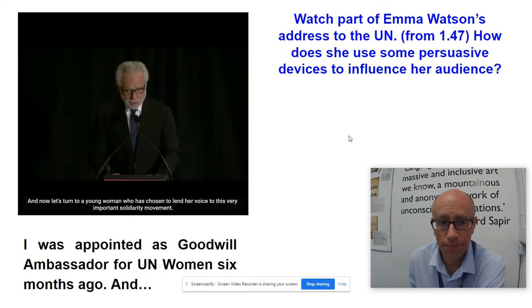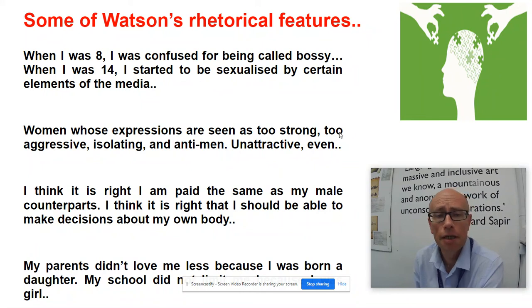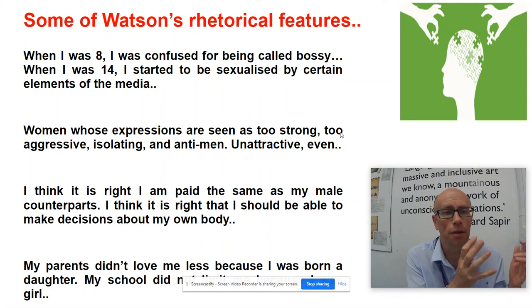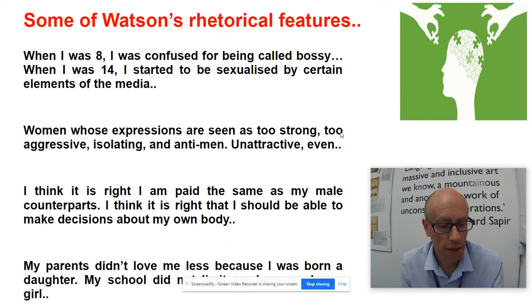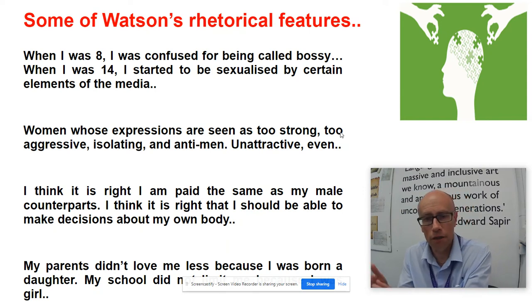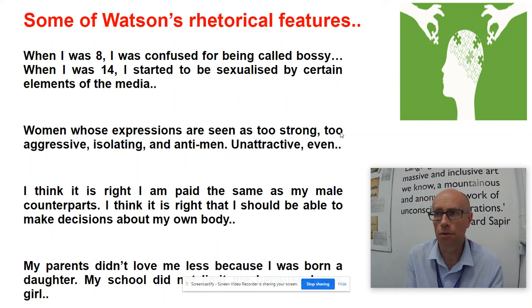I'll just pull out some examples of things here. So she says, "When I was 8, I was confused for being called bossy. When I was 14, I started to be sexualized by certain elements of the media." This, of course, is anaphora. So we've got the repetition of words at the beginnings of each of the sentences. And it's taking us forward autobiographically through her life, showing the sorts of issues that girls and women are facing. So anaphora is a good technique that's being used in this one.